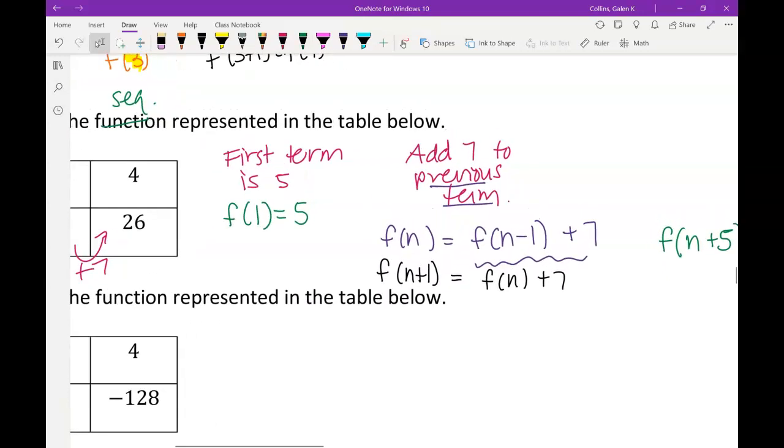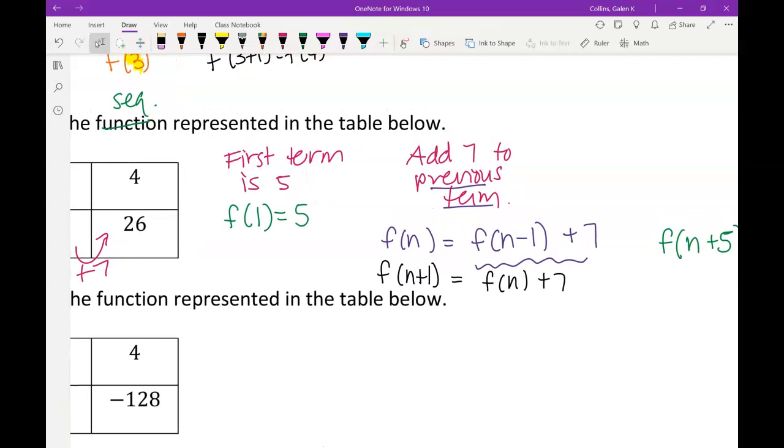I'll be thrilled. I'll be elated if you write it one way. And I'll still be happy if you can describe in words. We'll build up to this function notation. I know it got hard really fast.